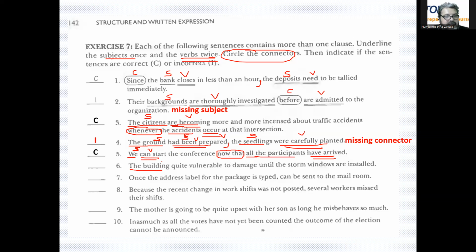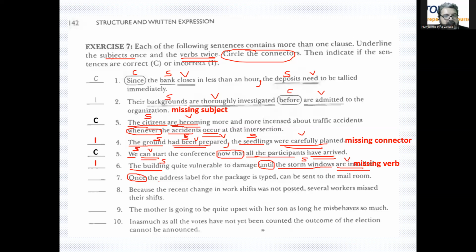The building, subject, until, connector, the storm windows are installed. Okay, we got the subject, the connector, subject, verb, but here we're missing the verb, right? So that's incorrect because we don't have a verb for the building.